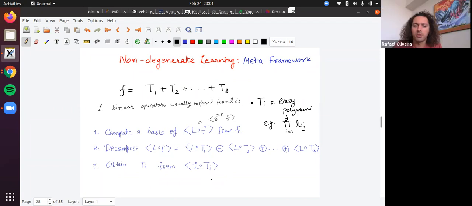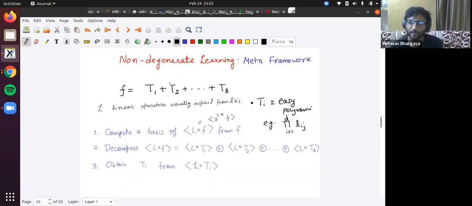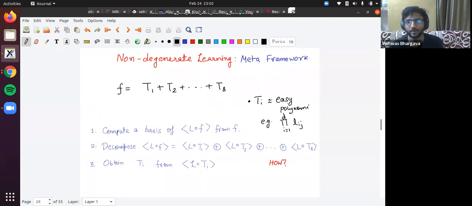The key point here is that in step 2, you hope that this linear operator will decompose as a direct sum. That's your hope, because usually things can mix. You're hoping that this linear operator preserves the independence of the T_i's. But even before that, there's a catch, because any vector space you can always decompose in terms of basis vectors, which will be a direct sum. So this meta framework is not very well formed, because for this same reason I can always decompose into a direct sum. So how will you learn it?